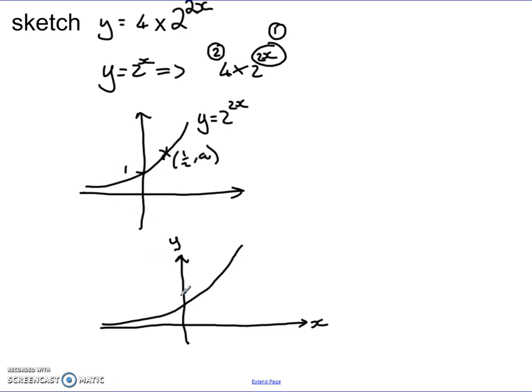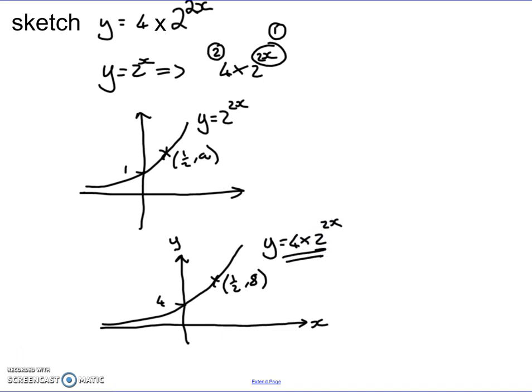This is going to get multiplied by 4, so instead of 1, it's going to cut at 4. And this is going to get multiplied as well. So that's going to go to a half comma, well, a would be 2 in this case, so it's going to cut at a half comma 8. That's where the point would cut in there. And that is y equals 4 times 2 to the power of 2x. That there's my graph with all the transformations done to it.